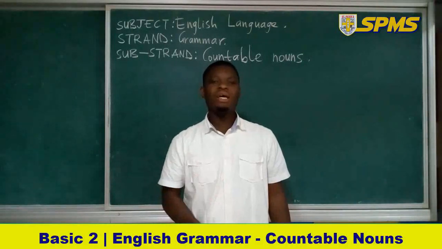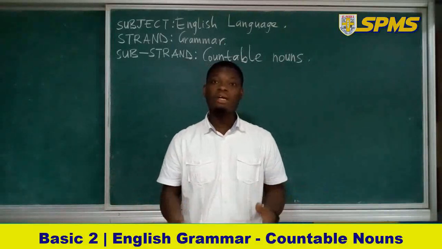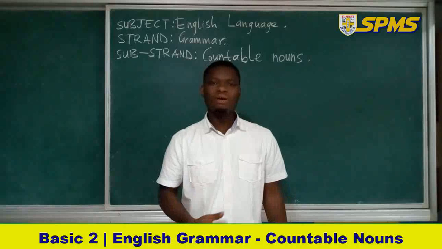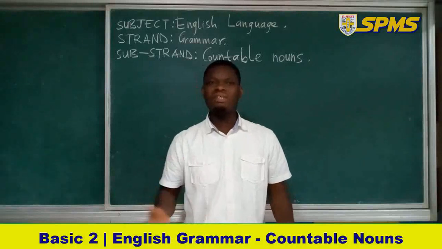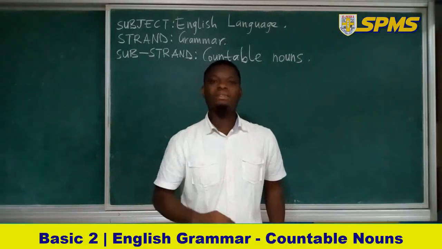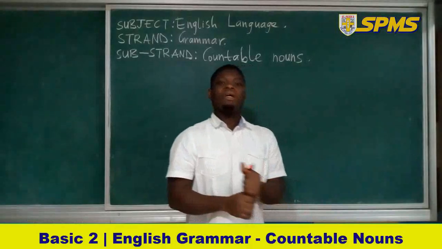When we say countable nouns, from our keywords that we've discussed, count, countable, singular, and plural, what do you think is the meaning of countable nouns? When we say a noun is countable, it means that it can be counted. Countable nouns are the nouns whose total number can be determined by counting. Any noun whose total number can be determined by counting is referred to as a countable noun.